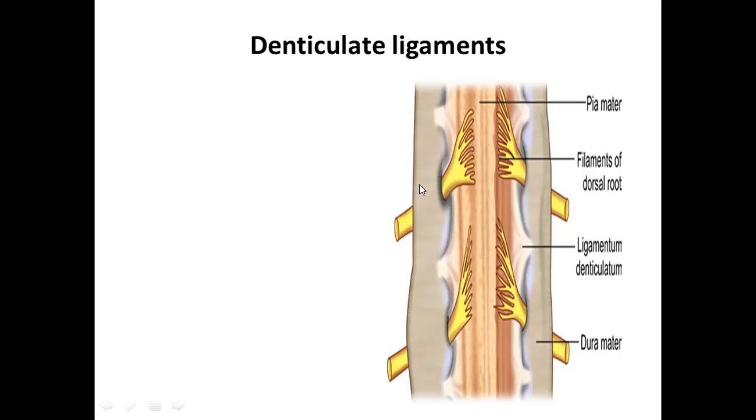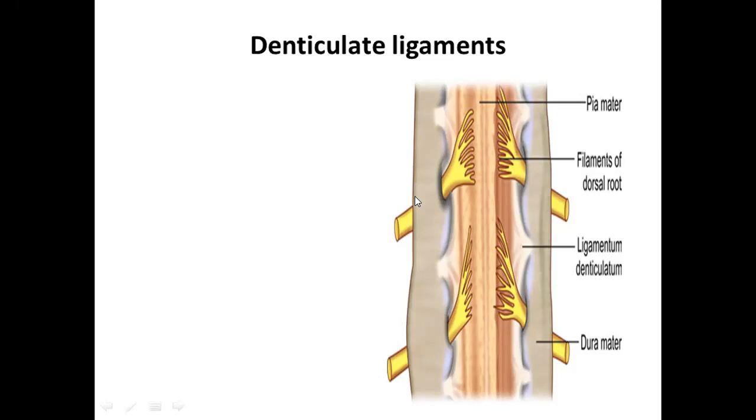What is the denticulate ligament? It is a tooth-like projection extending from the pia mater to the dura. So the denticulate ligament fixes the spinal cord to the dura, and the dura is fixed to the vertebral column.